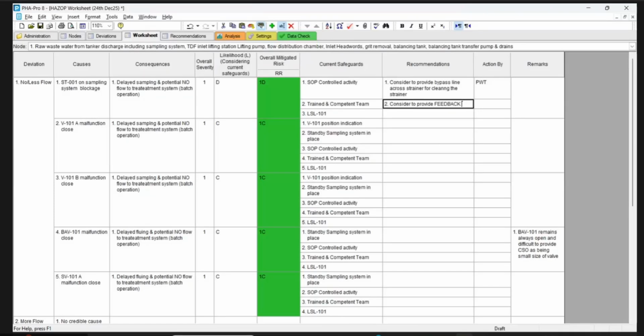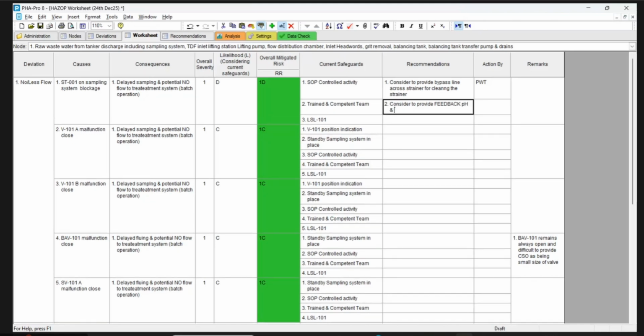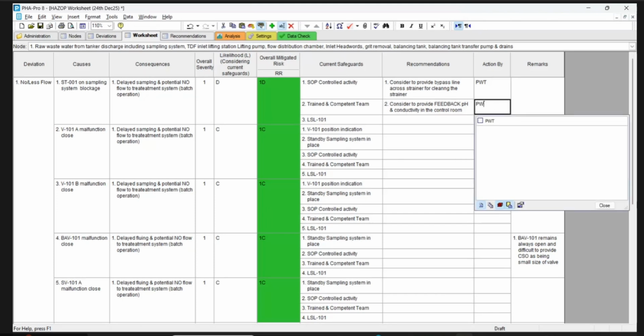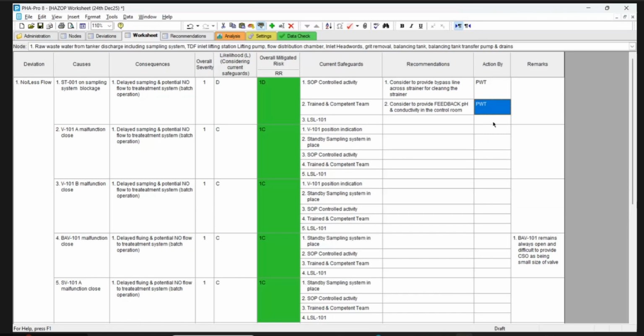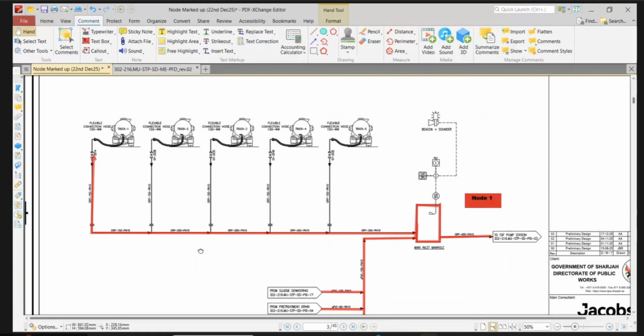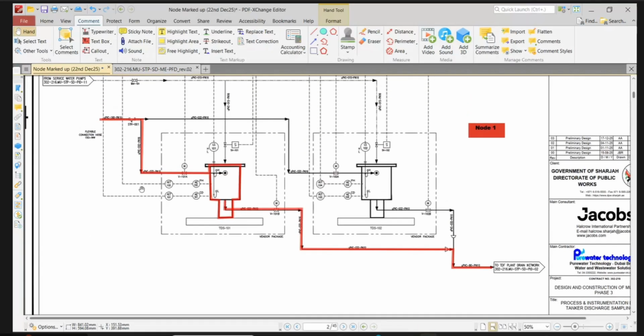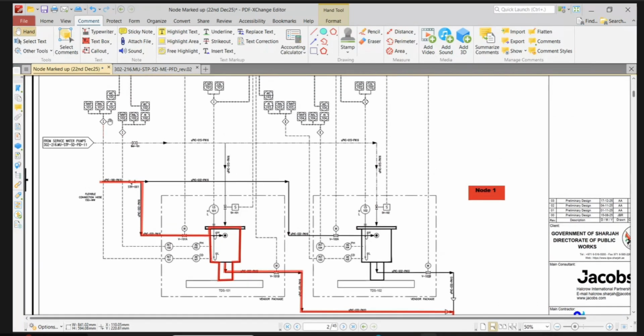pH and conductivity. Yes, pH and conductivity. So basically, it will take all the level of the scanner. Level is not important here, but this pH is important here. Protection is given. Yeah, I think this is good.